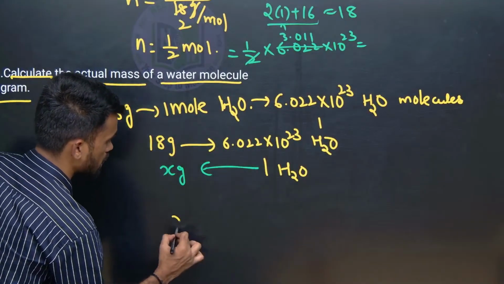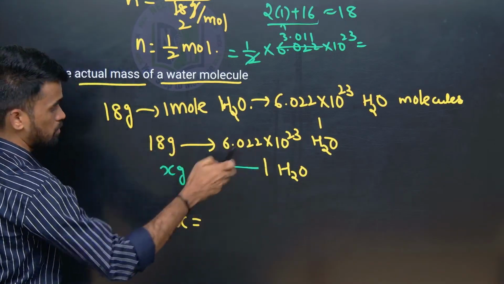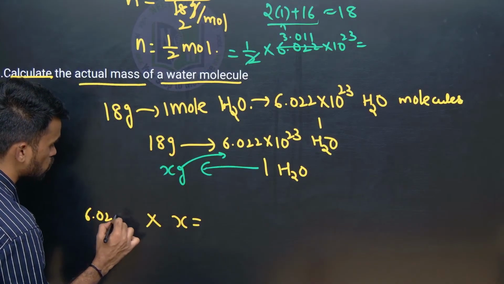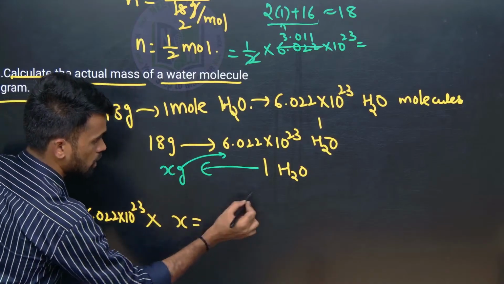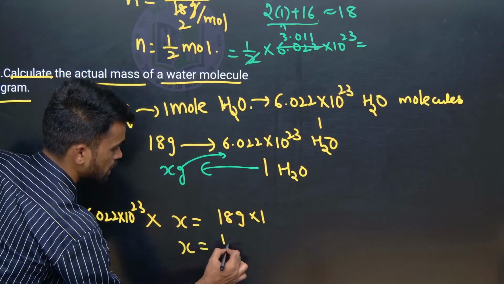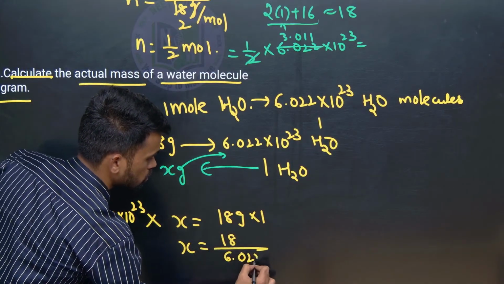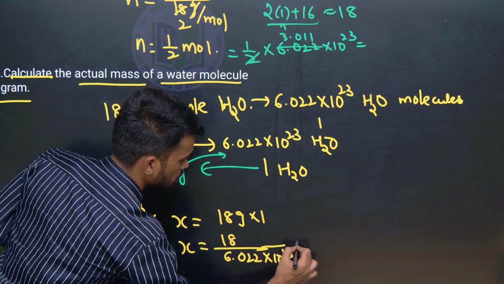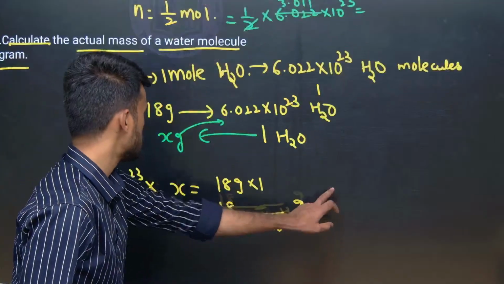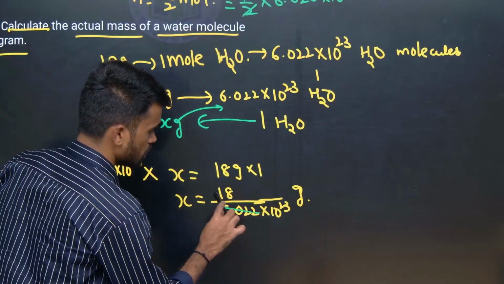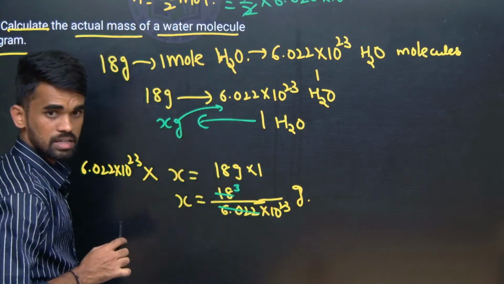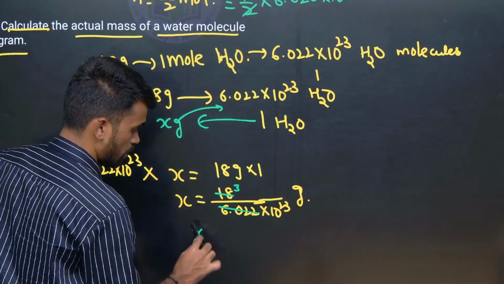So how can I take x? Cross multiplication, that is the unitary method I told you. So x into 6.022 into 10 power 23 equals 18 grams into 1. Okay. So x will be 18 by 6.022 into 10 power 23. By considering this 6.022 as the nearest integer 6, we will get around 3, since 6 threes are 18.